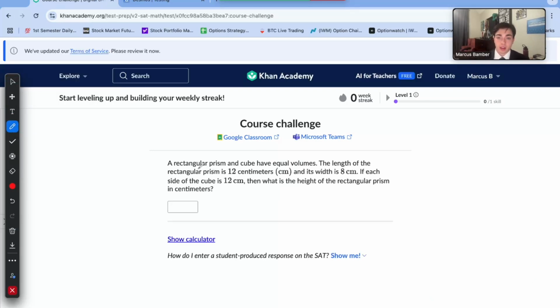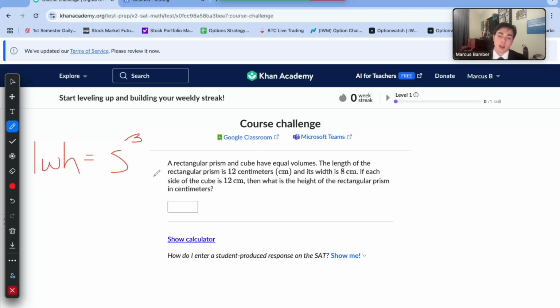The length of a rectangular prism is 12 centimeters and its width is 8. If the side of the cube is 12 centimeters, what is the height of the rectangular prism? So we need to know that the formula for the volume of a rectangular prism is length times width times height. Formula for volume of a cube is s to the power 3, my bad.